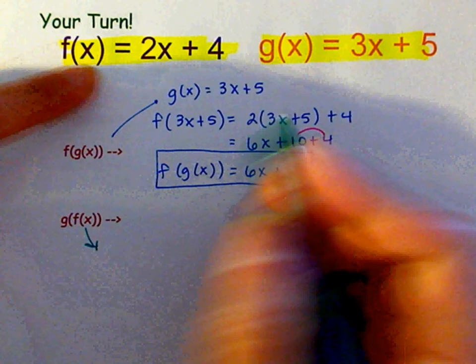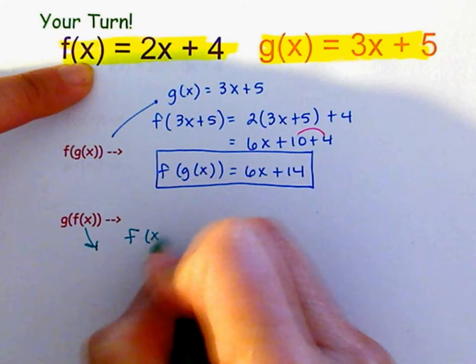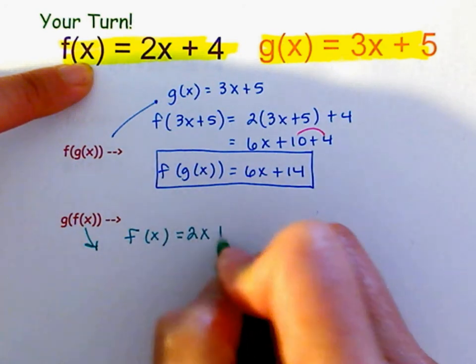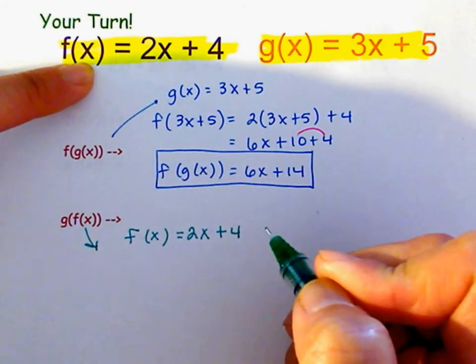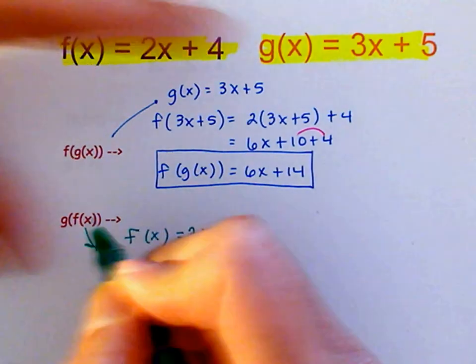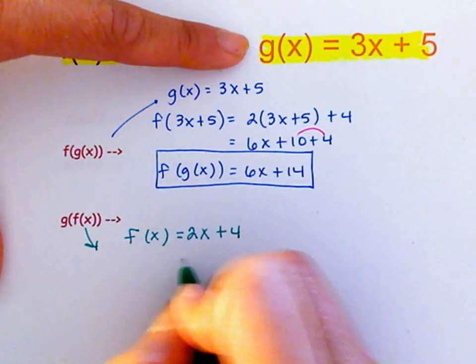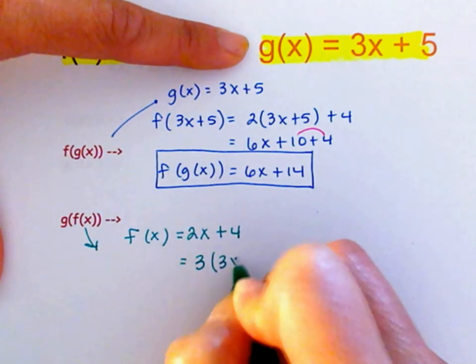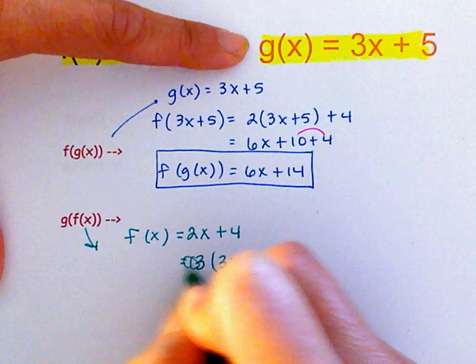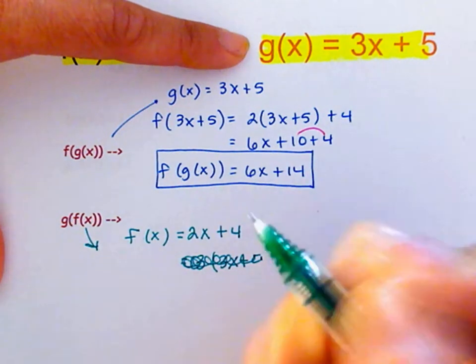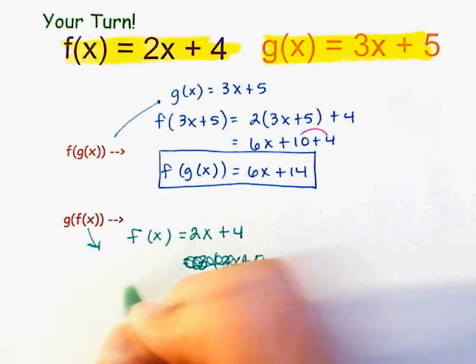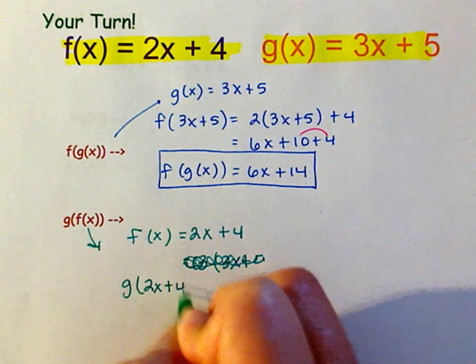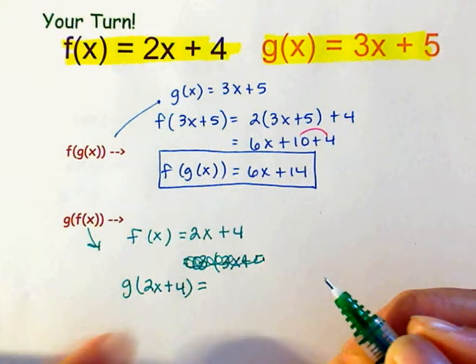Okay. All right. What if the other two were reversed? Let's see if we can try that one. Okay, so which one do we go first? We're going to do the f of x first. So f of x is equal to 2x plus 4. You see that? And now we're going to go to the g, and here's your g.